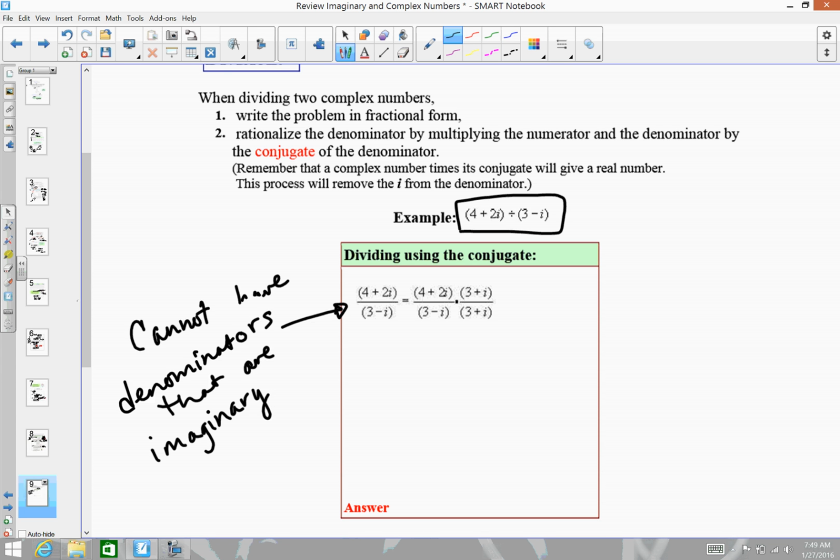So this division, 4 plus 2i over 3 minus i, can be rationalized if I multiply top and bottom by the conjugate of my denominator. So that would be times 3 plus i. So when I do that, in the denominator I will only get a real solution. And in the numerator, because I'm multiplying complex numbers that are not conjugates, I'm going to get a complex number, and that's okay. So I'm going to multiply first the numerator.